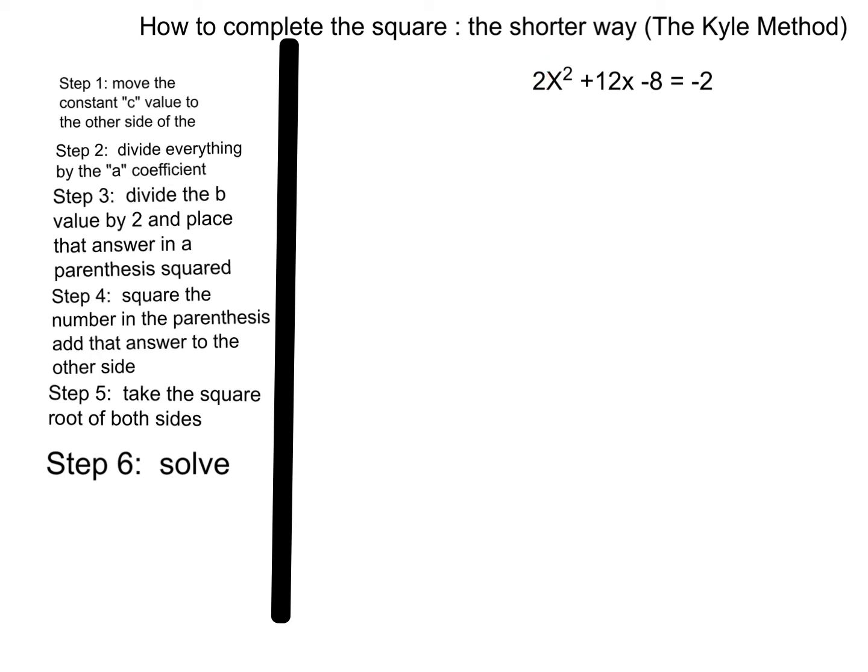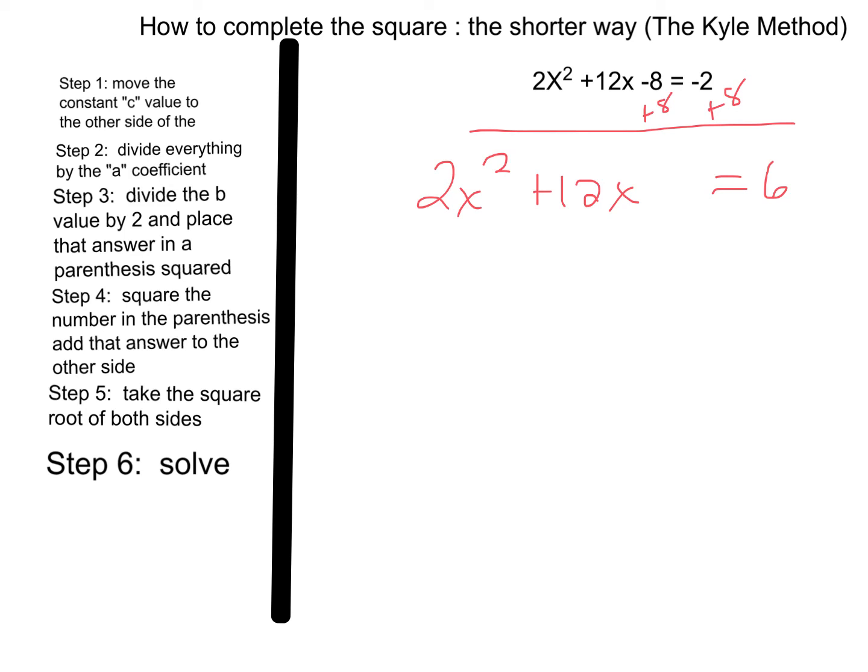Alright, so here we go. We're going to follow the steps though. So let's start by moving the c value. So we now have 2x squared plus 12x is equal to 6. Okay, now divide everything by the lead coefficient.